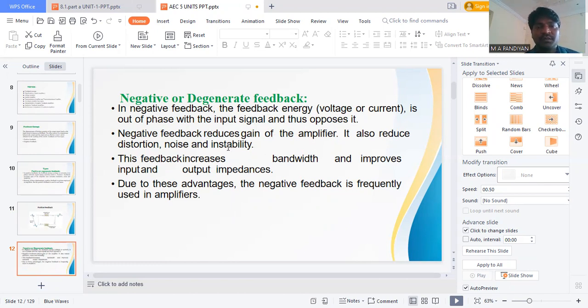Already we discussed that positive feedback increases the gain, distortion, noise, and instability. But negative feedback reduces the gain of the amplifier, and it also reduces distortion, noise, and instability. So that's why negative feedback is used in amplifiers. It reduces noise and distortion, and it increases the stability. These are the advantages of the negative feedback amplifier.